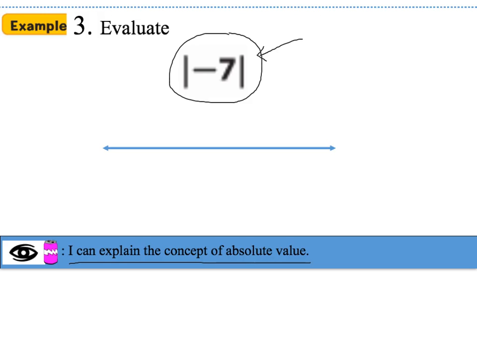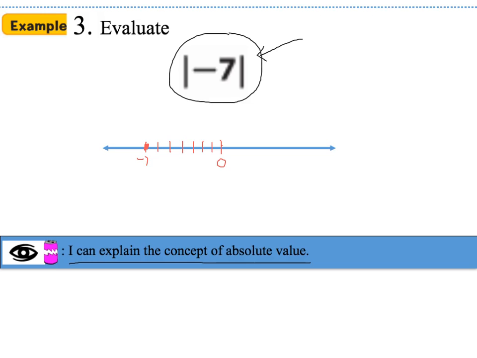So if I want to solve this problem, I want to use a number line, and let's label 0 in the middle. If I want to graph negative 7, I'm going to move to the left of 0 because it's negative. So here's negative 1, negative 2, negative 3, negative 4, negative 5, negative 6. Here's negative 7. And let's go ahead and graph negative 7 right here.